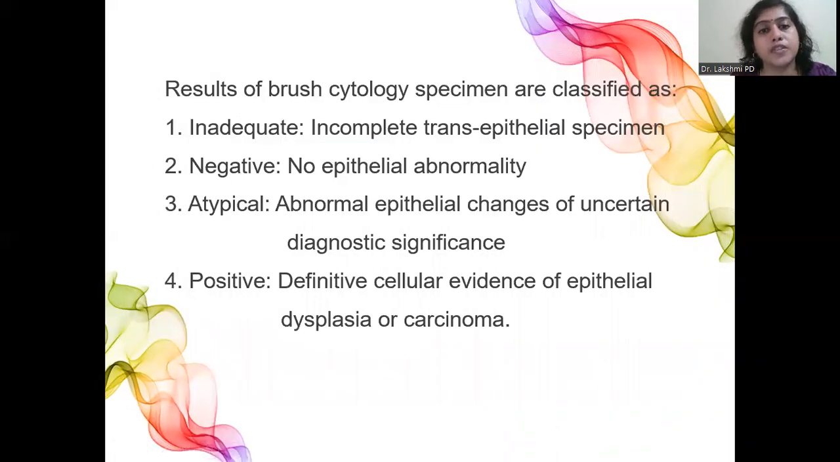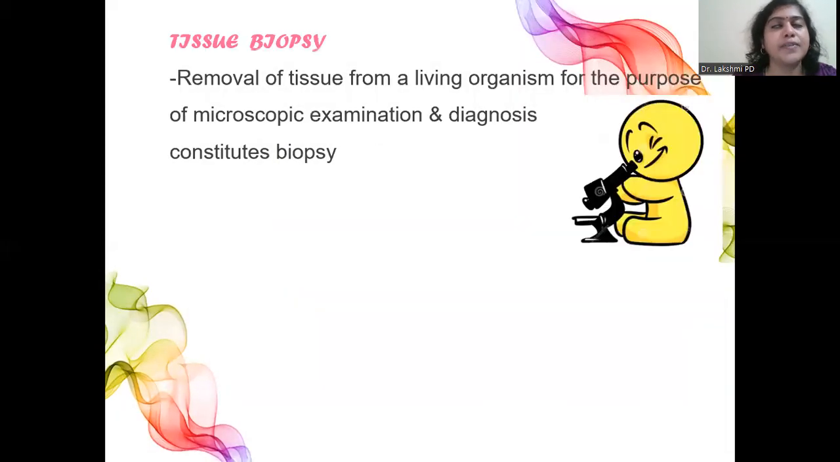And the results of this brush biopsy specimen usually come in the form of inadequate, if the specimen is inadequate, or negative, that you cannot see any abnormality. If there is atypical, that is, there are some abnormal changes but not of a certain diagnostic significance. And positive when the specimen actually has positive dysplastic or malignant cells. Okay, so atypical and positive is when the patient has to undergo a scalpel biopsy.